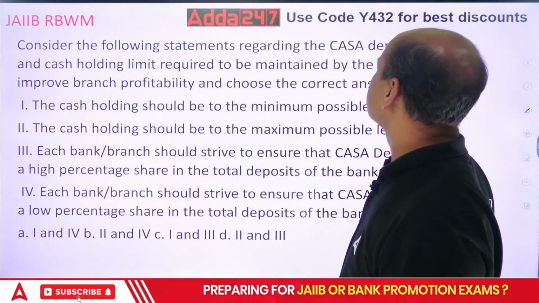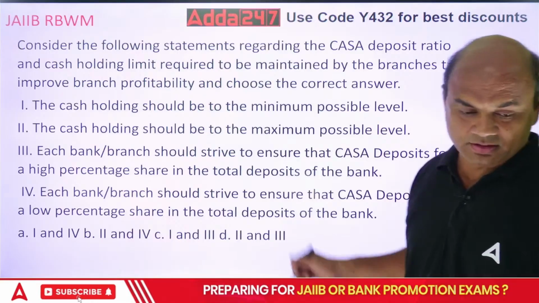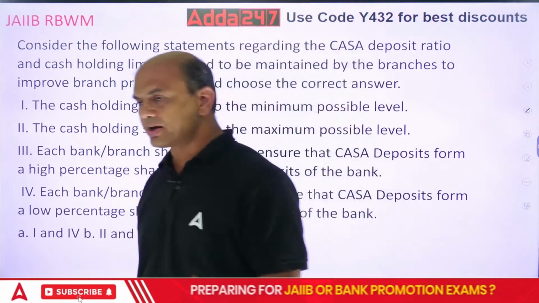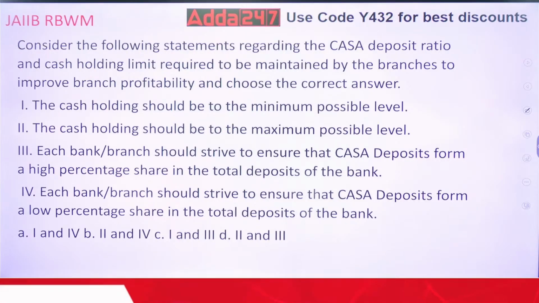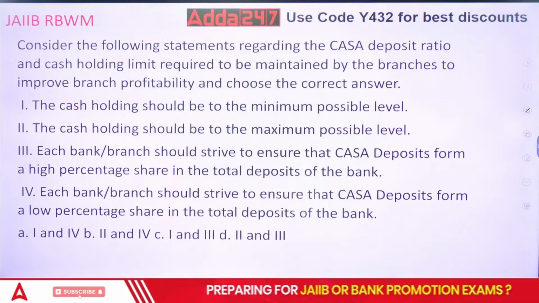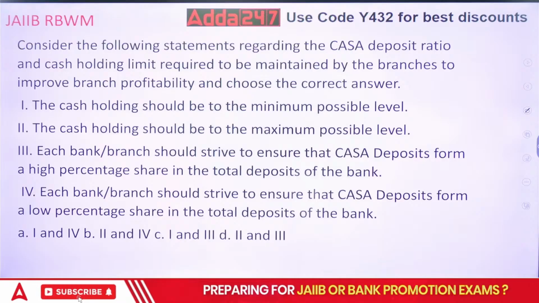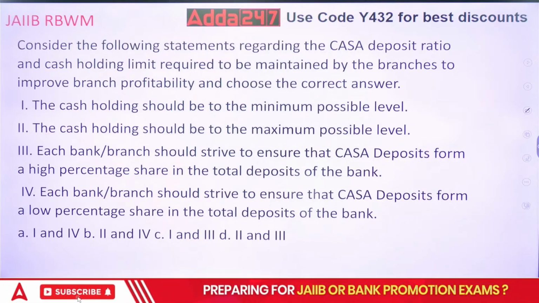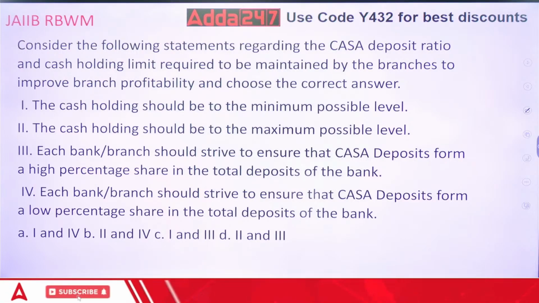Consider the following statements regarding the CASA deposit ratio and cash holding limit to be maintained by the branch to improve the branch profitability and choose the correct answer. Now read this, everyone. CASA ratio and branch profitability. The cash holding should be to the minimum possible level. Cash holding should be to the maximum possible level. Each bank should strive to ensure that CASA deposits form a high percentage share in the total bank deposits. And each bank should strive to ensure CASA deposits form the low percentage of total deposits of the bank. So which one is correct over here?